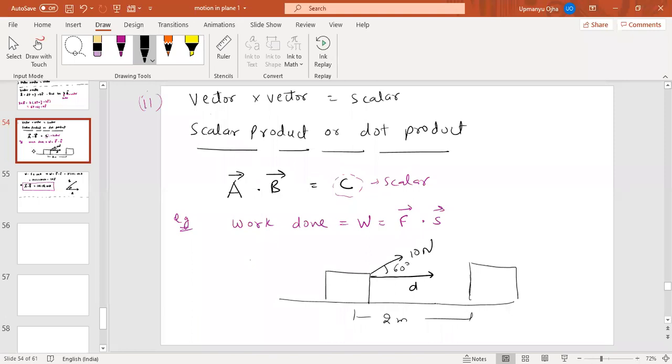No, I'm not converting scalar to vector. I'm just telling you that there are three methods of multiplying. If you multiply vector with vector and you're getting a scalar quantity, then that type of multiplication is known as a scalar product or a dot product. And the value of the dot product is what? A dot B equal to mod of A mod of B cos theta. That's it. Negative work is possible. Work done can be negative, but negative work shows that the force and displacement are in opposite directions. That is what it means.